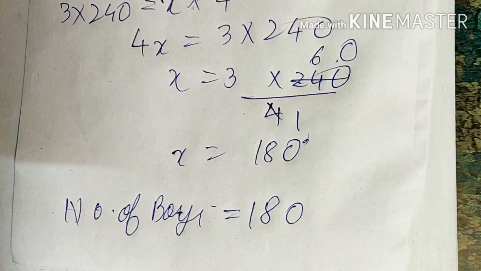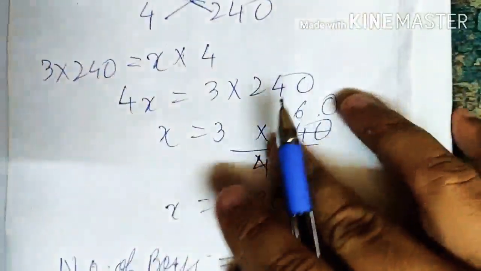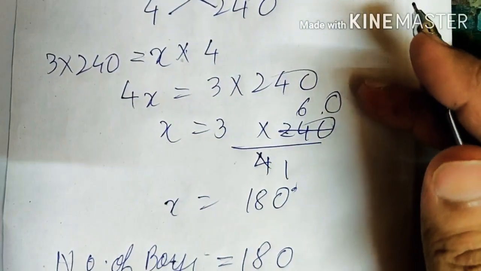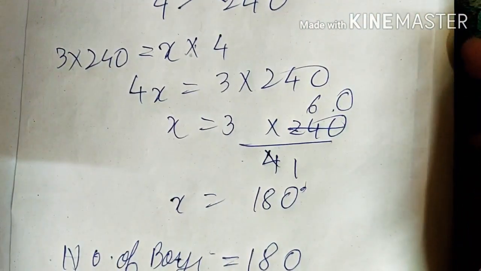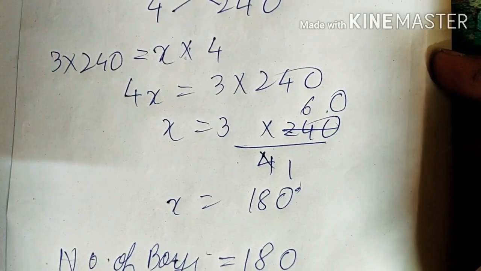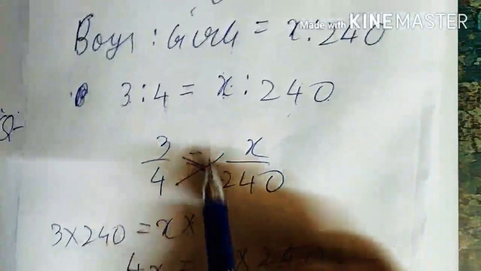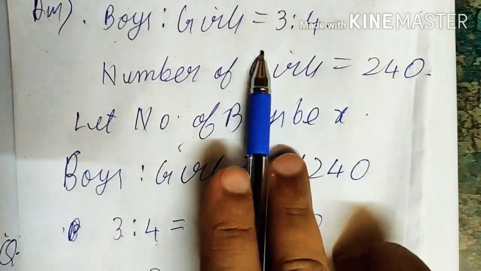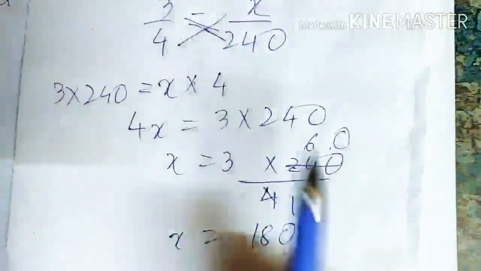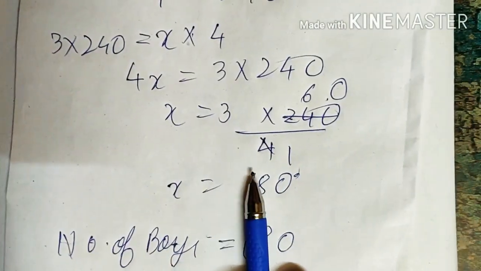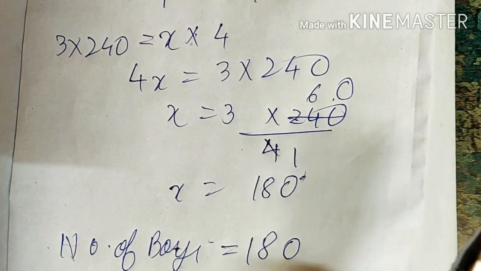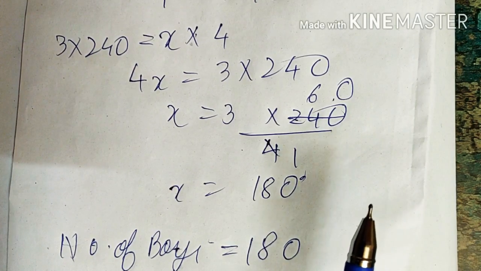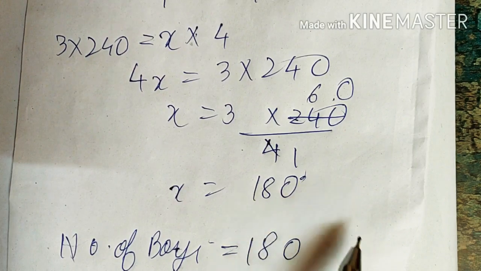If we again try to find the ratio between boys and girls, here boys was 180 and girls was 240, then 180 upon 240. If you find 180 upon 240, you will again get back 3:4. That was the original ratio given in the question. So the number of boys we found, x, was satisfying the question, as 180 upon 240 gets back again to 3 upon 4. That was the original ratio, so our calculation is correct.